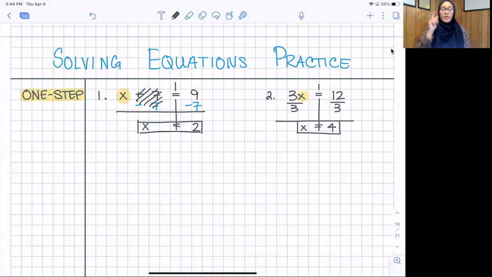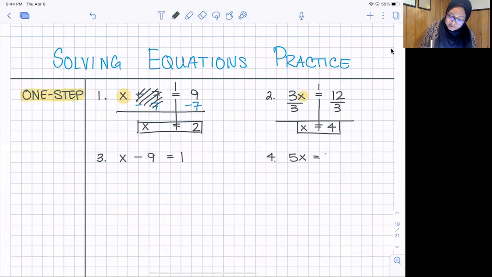Okay? So what I want you guys to do right now is I want you guys to do these two problems. Number 3, which is going to be x minus 9 equals 1, and number 4, which is going to be 5x equals 75. Once you guys get your answer, I just want you to type your answer into the next slide. Do all of your work on paper, type your answer into the next slide. All right.